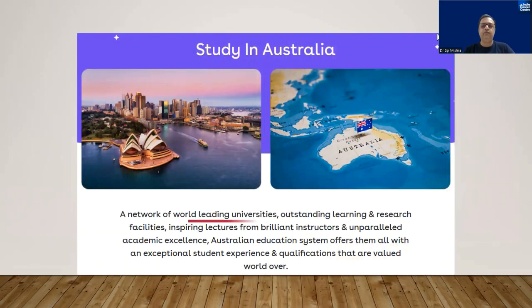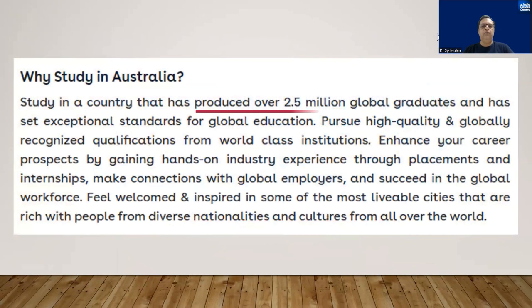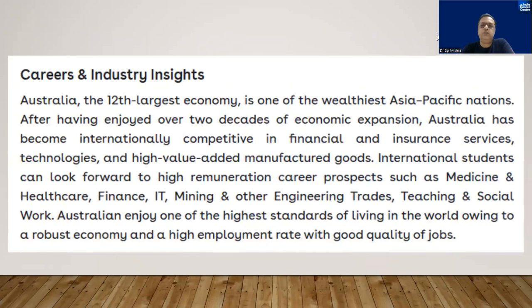Next is Australia. Australia does not have a very wide variety, but whatever they have is very good, with outstanding learning and research facilities. They have produced about 2.5 million graduates already, and so it's a popular destination, not just for students to go there, but also a lot of students go there and become citizens over there. It's relatively easier to do that.